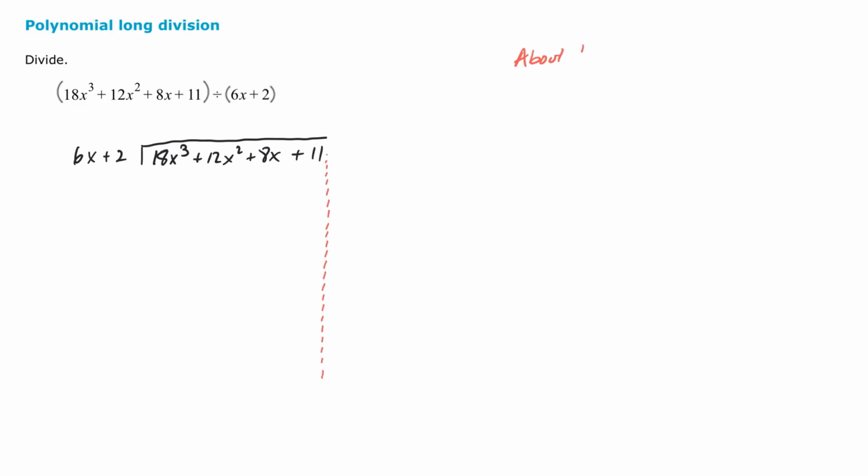About how many times does 6x plus 2 go into, let's say, 18x cubed? So we're going to approximate this. What times 6x plus 2 could get me 18x cubed? Well, the answer to that is 3x squared. It's close. It's not exactly 18x cubed. There's going to be other expressions as well.